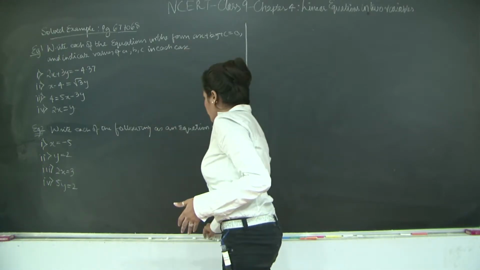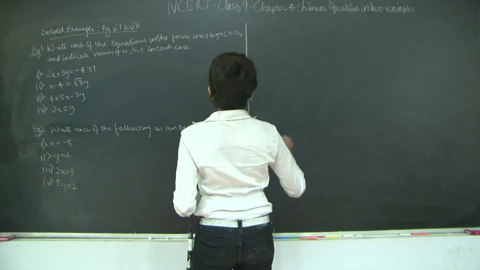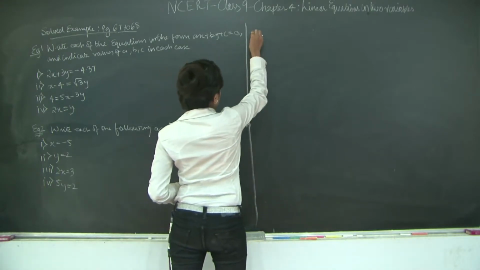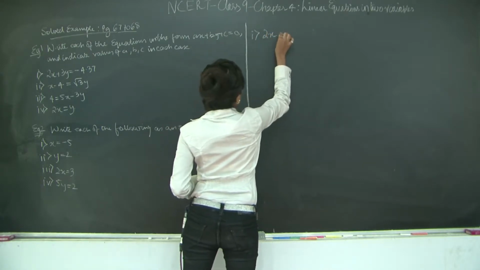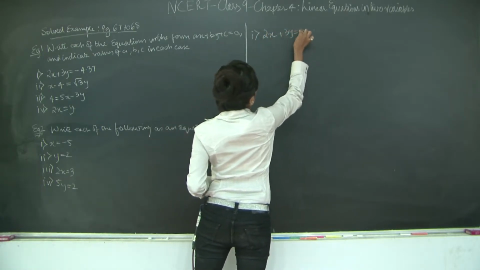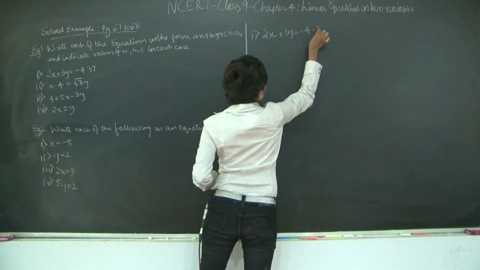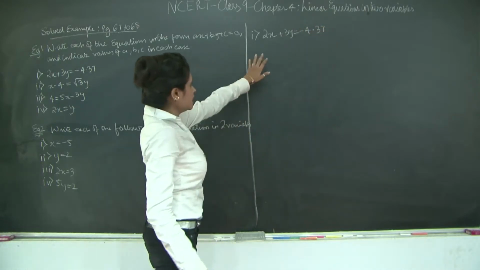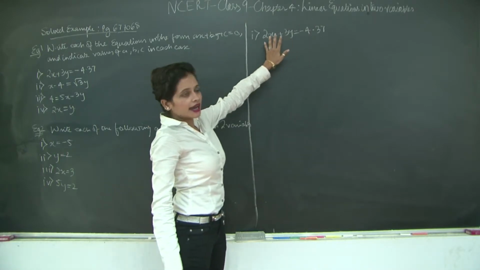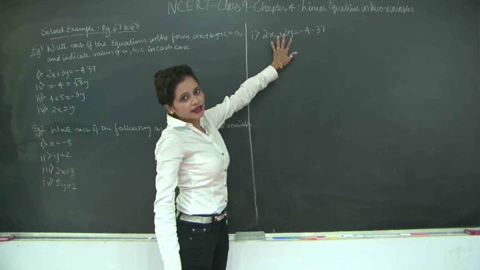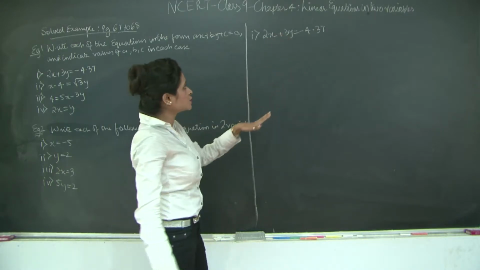So the first one is 2x plus 3y is equal to minus 4.37. If you see, we have the coefficients 2 and 3 and your variables x and y. So we have two variables. This is a linear equation in two variables.